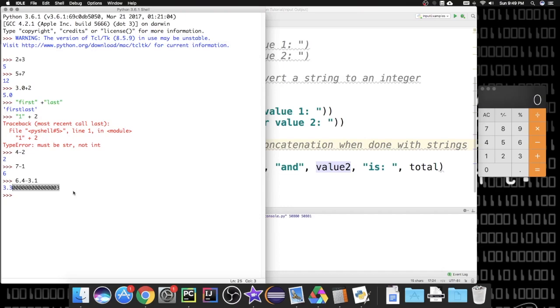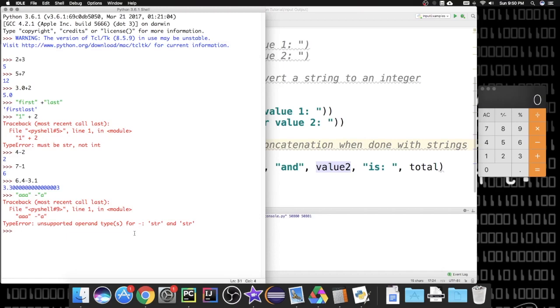Can you do subtraction with strings? Can I take any letter, A, minus an A? No, because you can't use the subtraction sign amongst two strings. Okay, only the addition sign can you do between two strings like that.